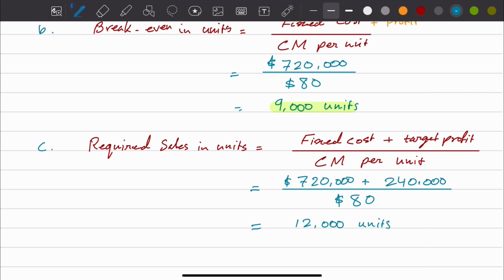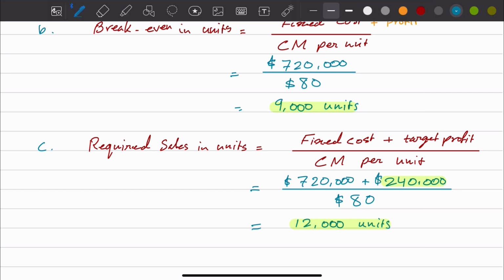We forgot the S right here. So 12,000 units. What does that mean? That means that the company needs to achieve 12,000 units sold. They need to sell 12,000 units in order to achieve this target profit that they want, which is $240,000.